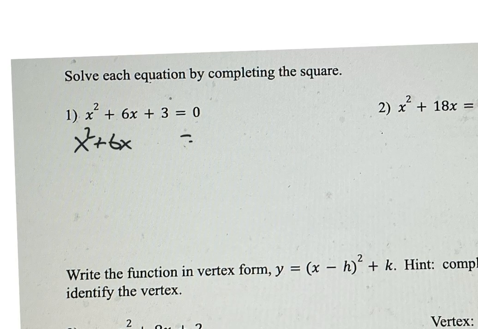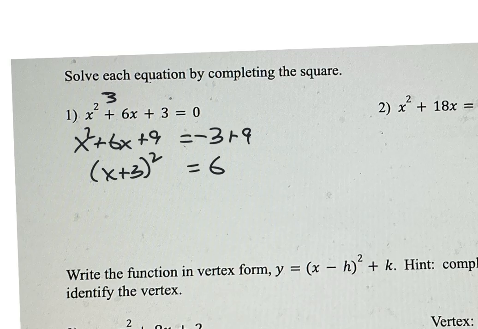So first step, let's move that 3 over. And here we go. Half of 6 is 3. Square it, you get 9. Add that to both sides. The right-hand side is 6. The left-hand side, you can now factor like x plus 3, x plus 3. We write x plus 3 squared.